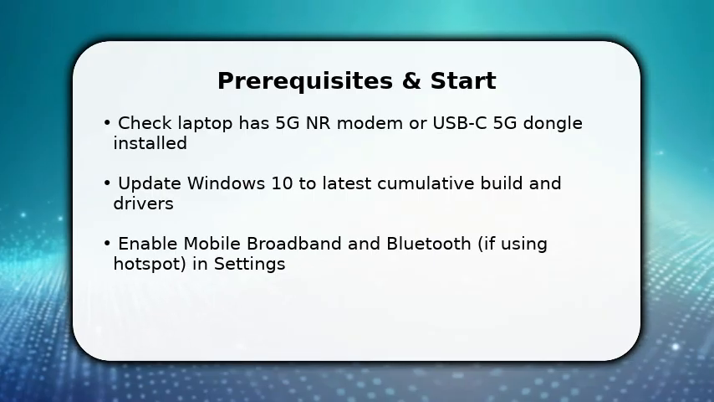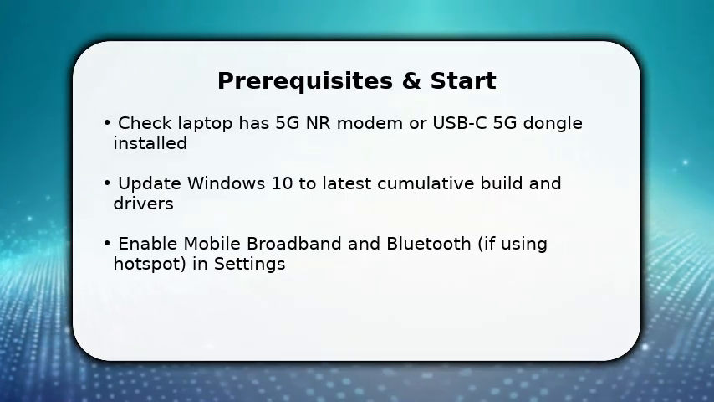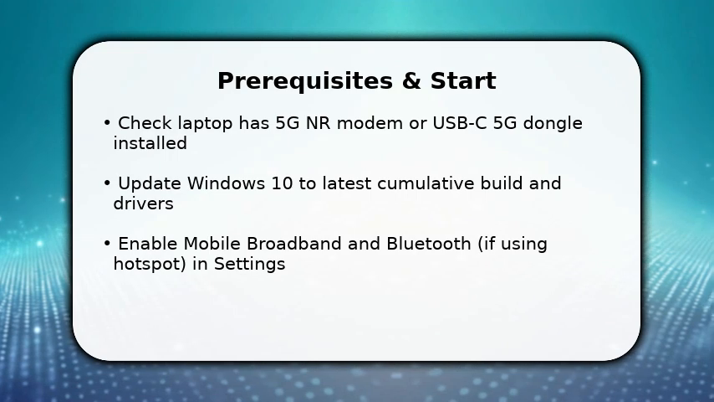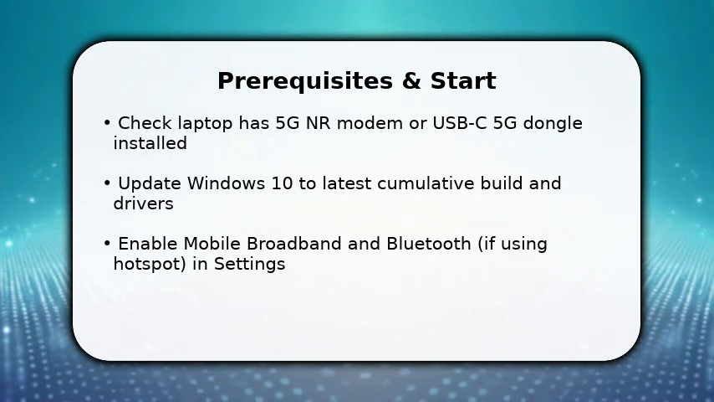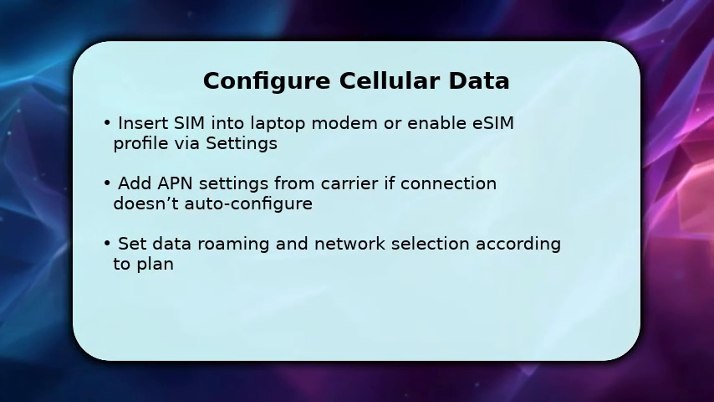If you plan to use a phone hotspot, enable Bluetooth and set the phone's 5G hotspot now so the connection options are ready. Now configure the cellular link step by step.